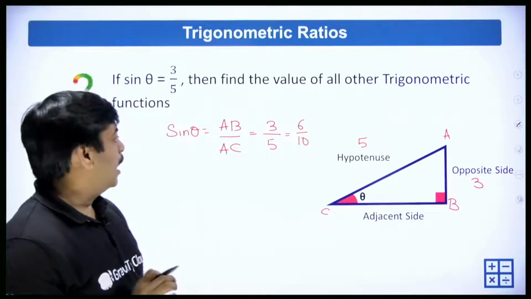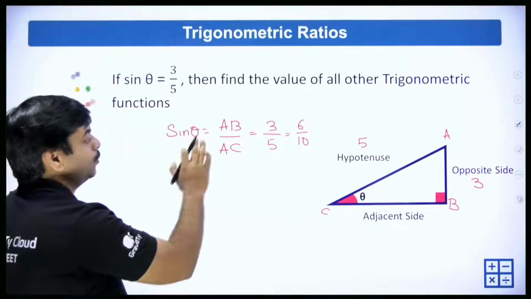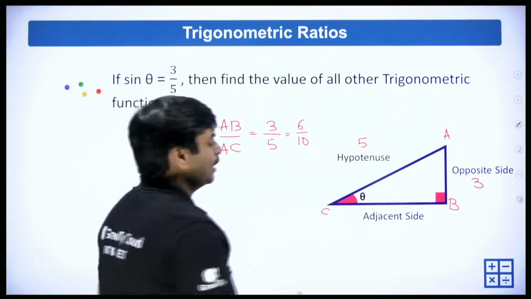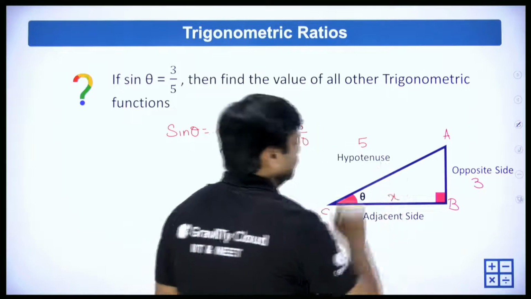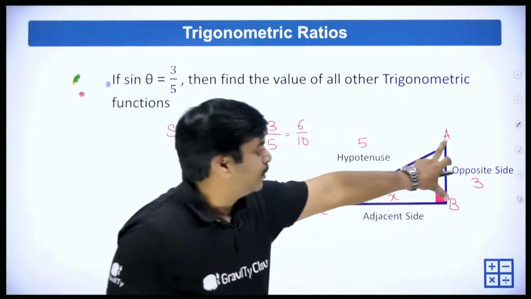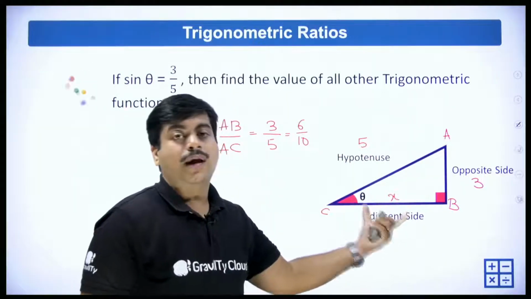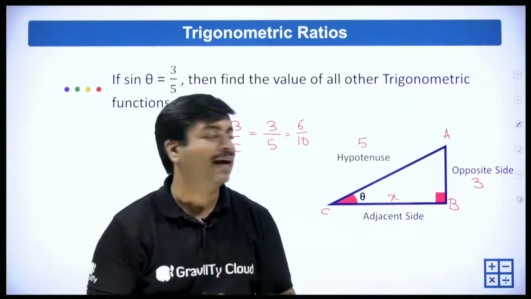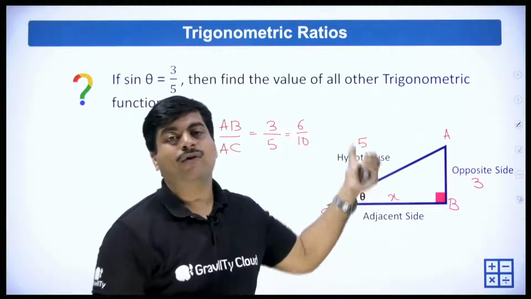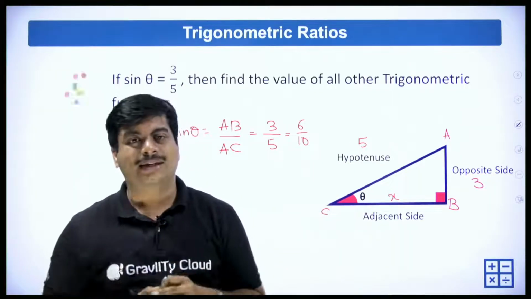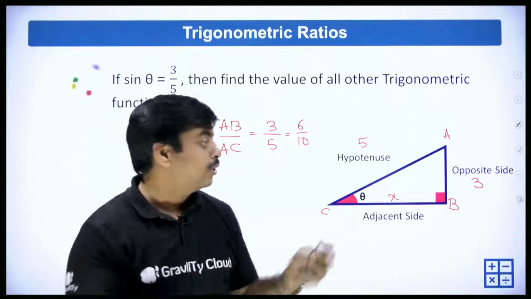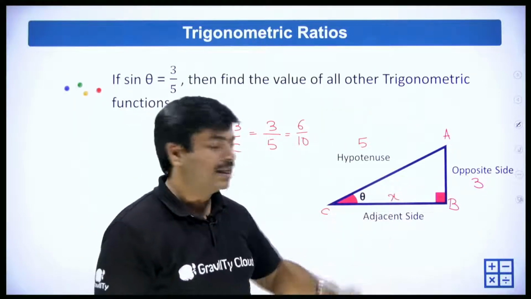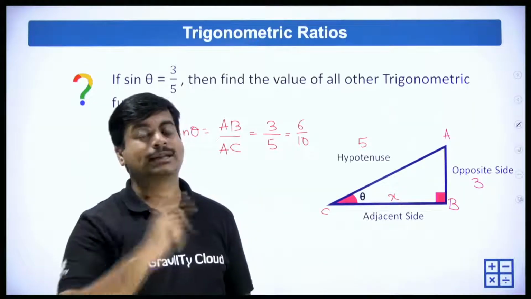Correct? Now tell me, how to find the adjacent side? Because we don't have the adjacent side. Let me take the adjacent side as x units. This is 3, this is 5, this is unknown. Just now I told you about the Pythagoras theorem, which is useful to find the missing side if you have two sides in a right angle triangle. Here hypotenuse and opposite side are there, but we don't know the adjacent side, so we'll use the Pythagoras theorem.